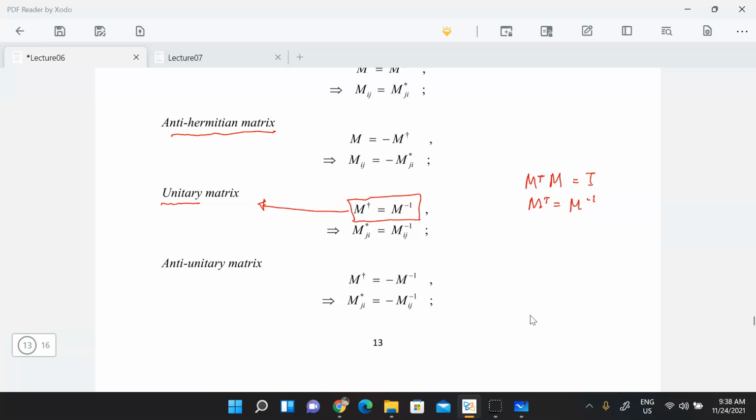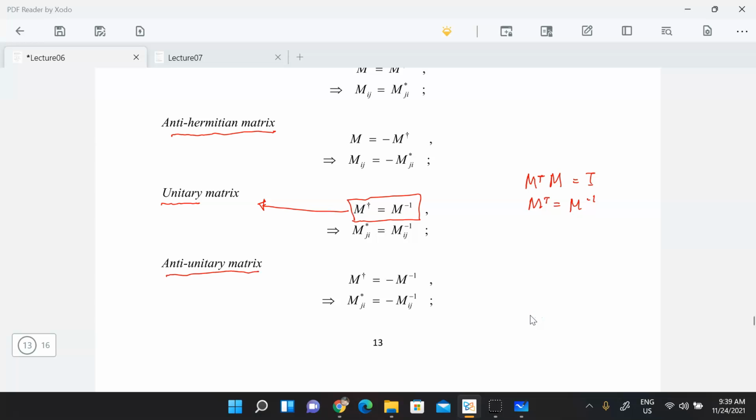Okay, it's not the same as the reflection, because reflection still obeys this. But I can now use the minus sign instead of the plus sign here. So I have M dagger equals minus M inverse. If the matrix obeys this, it is what we call an anti-unitary matrix.